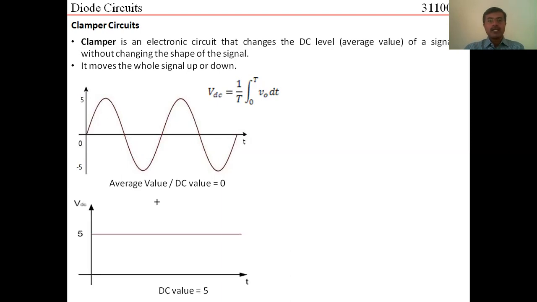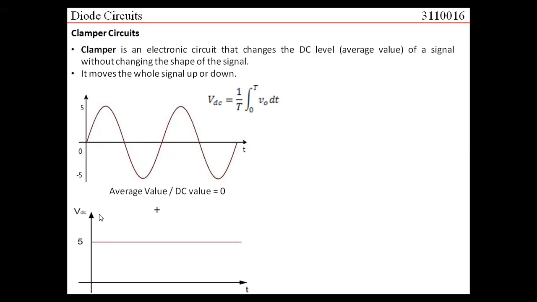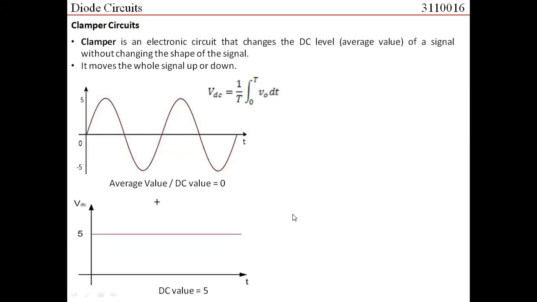Now to this signal, let us try to add another signal which is a pure DC signal. This is a DC signal of plus 5 volts, right? If I add these two signals, what would be my output signal? To add these two signals, I would have to add point to point. That is, let us try to see what is the value of the signal at time t equal to 0 here. It is 0. What is the value here? 5. So 0 plus 5 would give me 5.